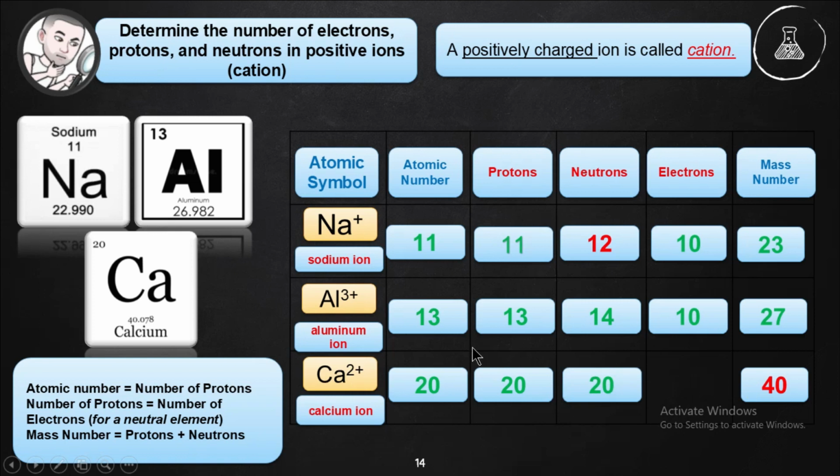Yung number ng electrons, tingnan yung kasama ni charge. So merong 2. Ibig sabihin, 2 electrons ang malulus niya or mawawala. So ima-minus natin siya dito sa number ng proton. So 20 minus 2 is 18. 18 ngayon yung number ng electrons ni calcium ion. So mapapansin nyo dito na yung number ng protons ay nag-exceed or mas mataas sa number ng electrons. Yan yung indication na ito ay positively charged na ion.